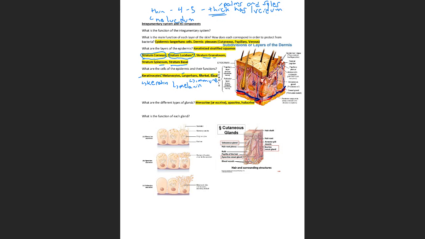Merkel cells, getting a little messy. Merkel cells are for sensory, so light touch is associated with Merkel cells. And then we have basal cells, which is, think of basal cells as stem cells. Okay, so stem cells, what they do, they differentiate into whatever cell is around them. So if the body needs more keratinocytes or melanocytes, these basal cells become those cells. Okay?